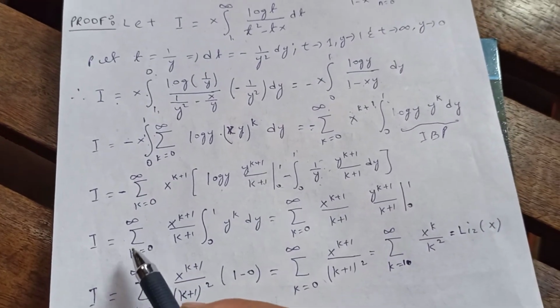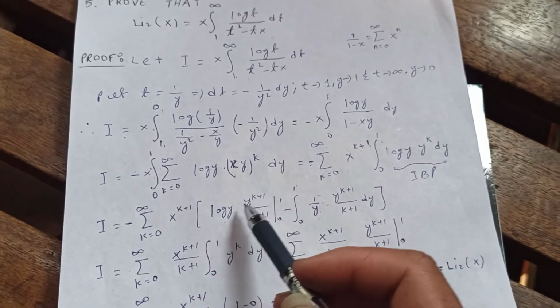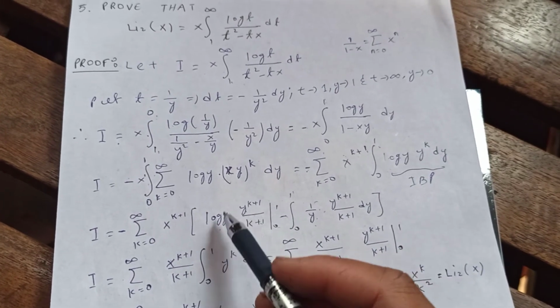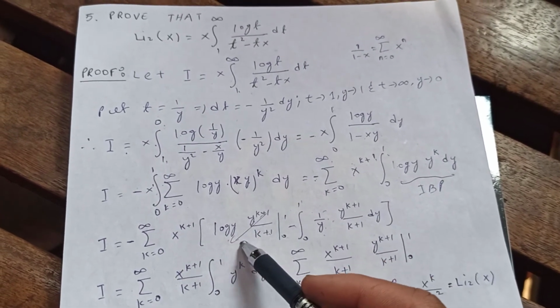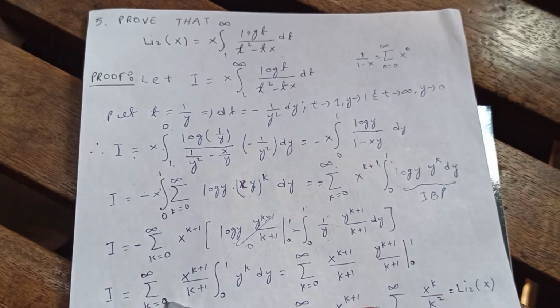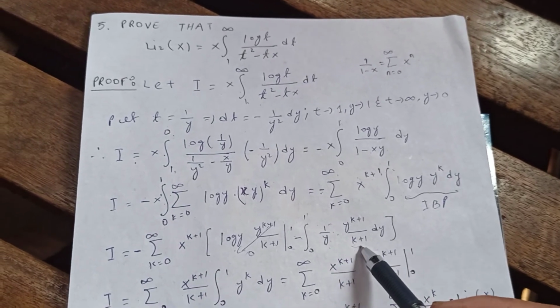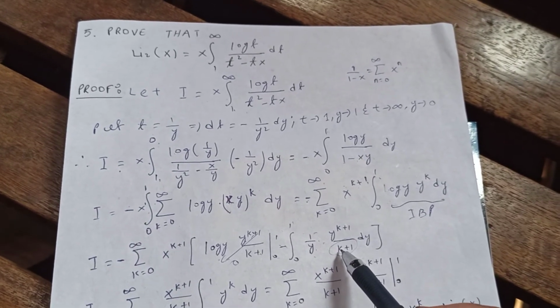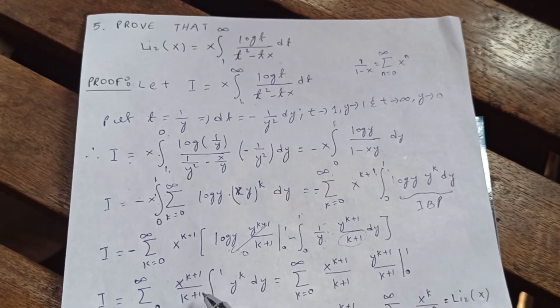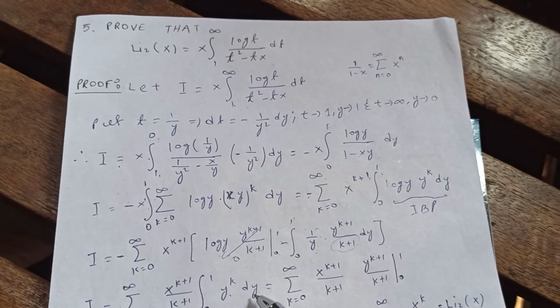Now, I is equal to the sum from k equal to 0 to infinity. Here, if you put 1, this is 0. If you put 0, this is 0. I mean, this whole term is 0. This minus and this minus become positive. Sum from k equal to 0 to infinity of xᵏ⁺¹ upon (k+1). This is constant with respect to y, right? Then the integral from 0 to 1 of yᵏ dy.